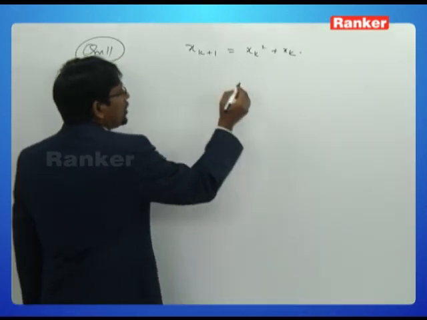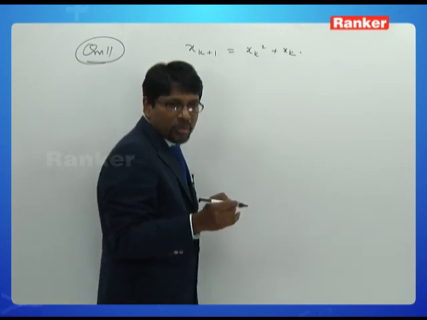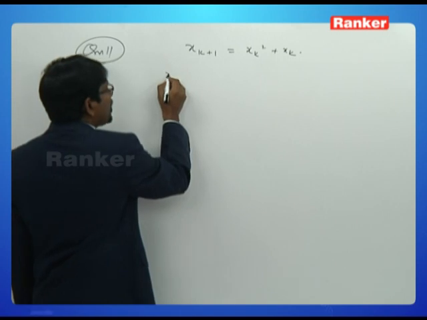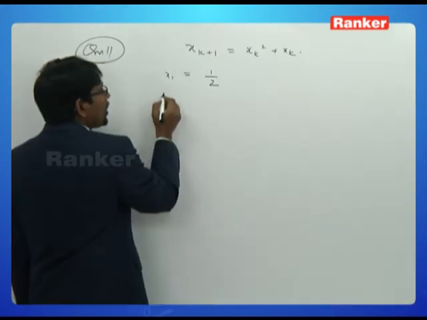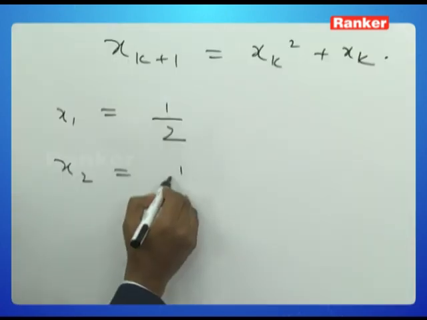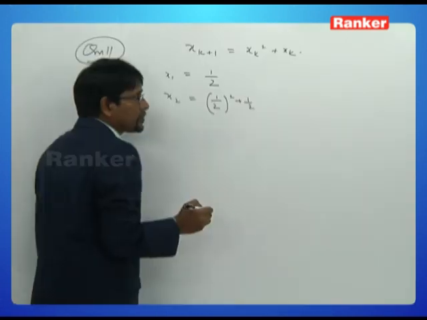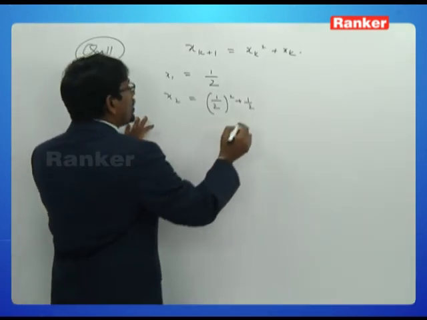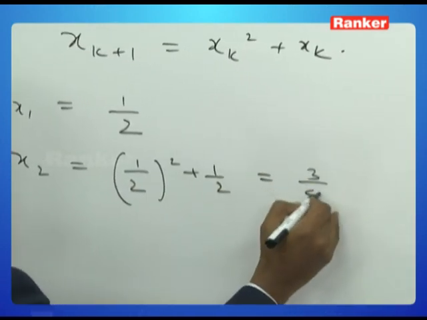And this is valid for all k, k greater than or equal to 0. Now, what about x1? We are given that x1 is equal to half. So can we generate x2 from here? x2 will be half square plus half. That makes it 1 by 4 plus 1 by 2, that makes it 3 by 4 there.